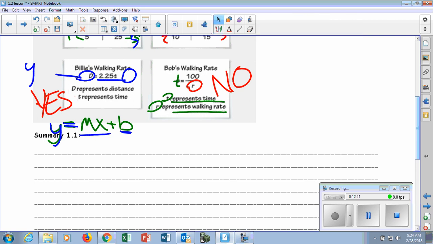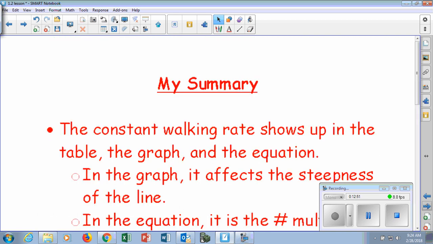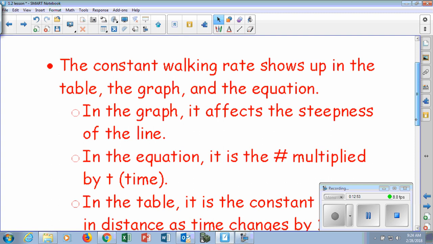Any other questions as to George, Billy, Bob, or Elizabeth's walking rates and how we determine that? No? So let's look at our summary page on the back page. Here's our summary. The constant walking rate shows up in the table, the graph, and the equation. We can see that walking rate in all three forms.